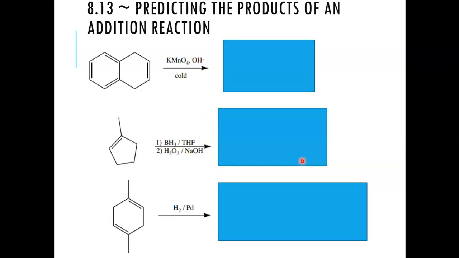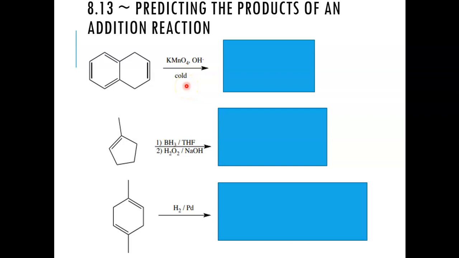So here's our practice problems for this. We're going to look at 3 separate reactions and use that technique of the 3 questions we're asking ourselves to figure out what we're going to reveal from these boxes. So in our first set of reagents here, we have KMnO4, hydroxide, and it's under cold conditions.